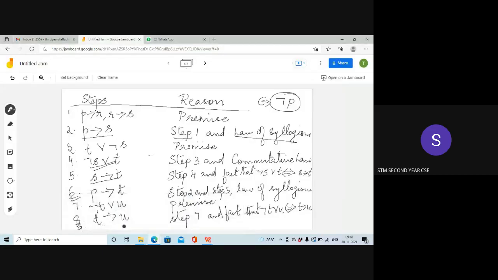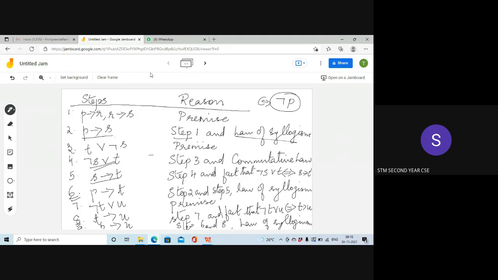So from 6 and 8, we had P implies T, T implies U, so you get P implies U. That is step 6 and 8 and law of syllogism. Still we haven't reached the conclusion not P. Okay, is it clear?